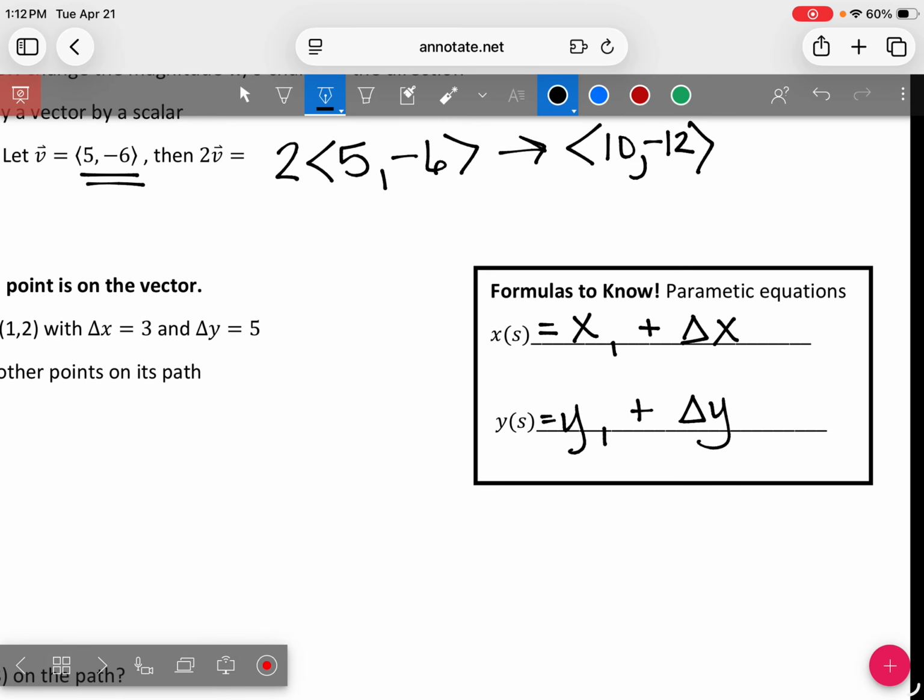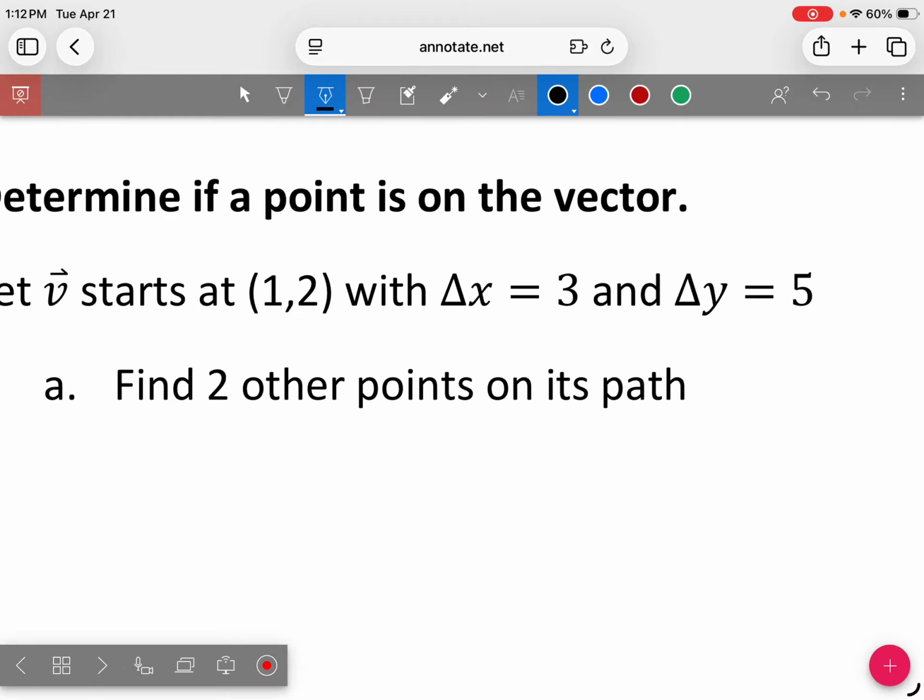So we're going to write a set of equations. In order to do that, I need to know where it starts, what point the vector starts at, and I need to know the change in x and the change in y. And we're using that information to find a point on the path. So the first thing I need to do is write my set of equations. So this would represent my x1 and my y1.